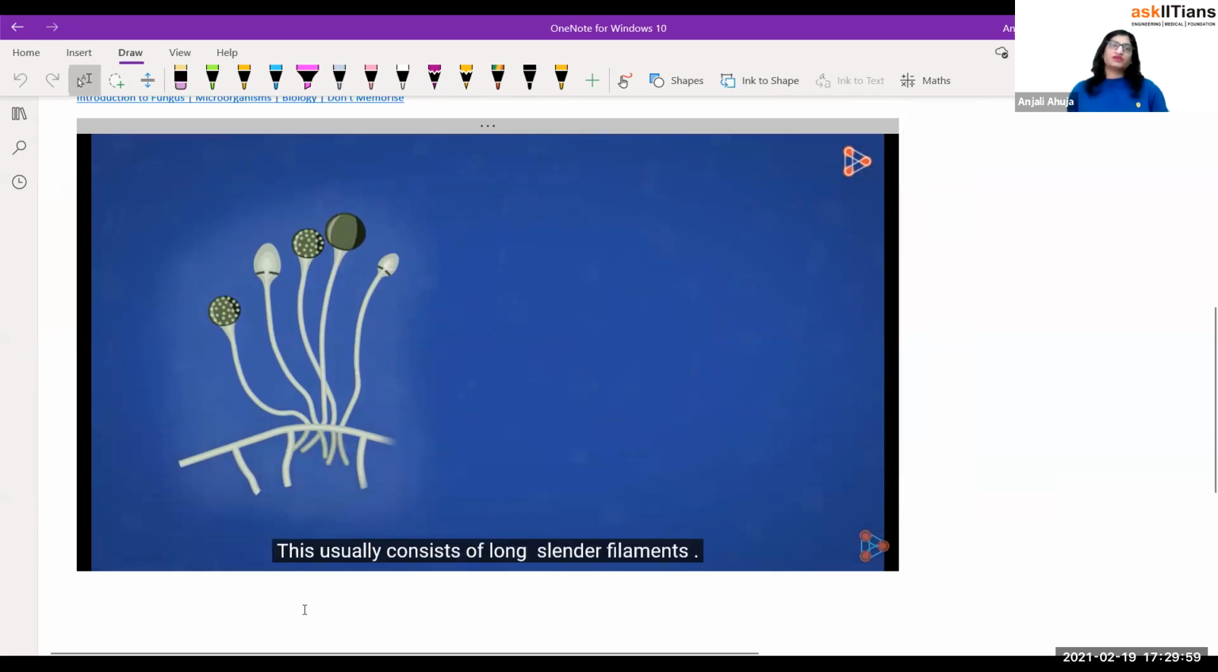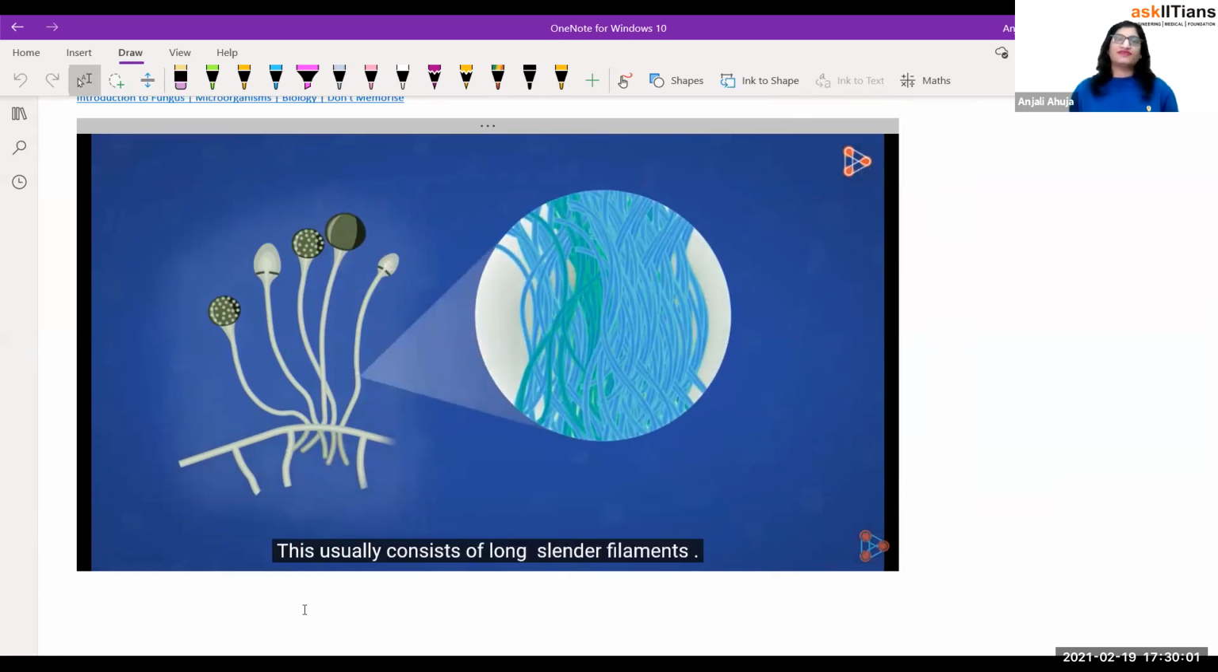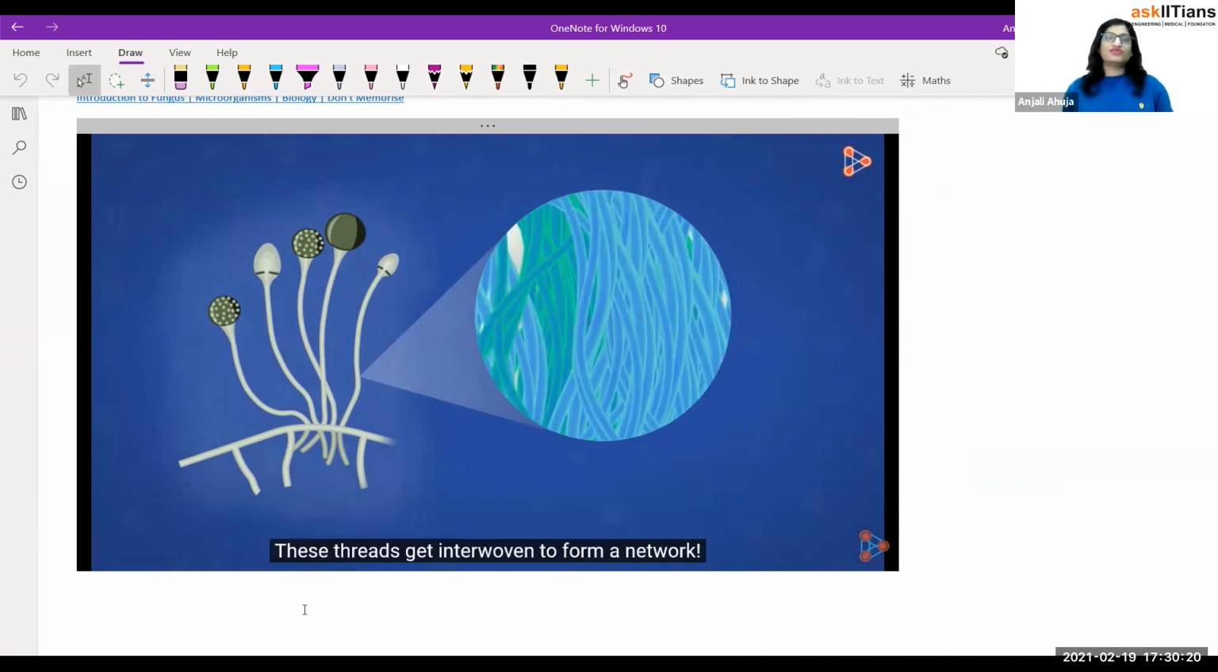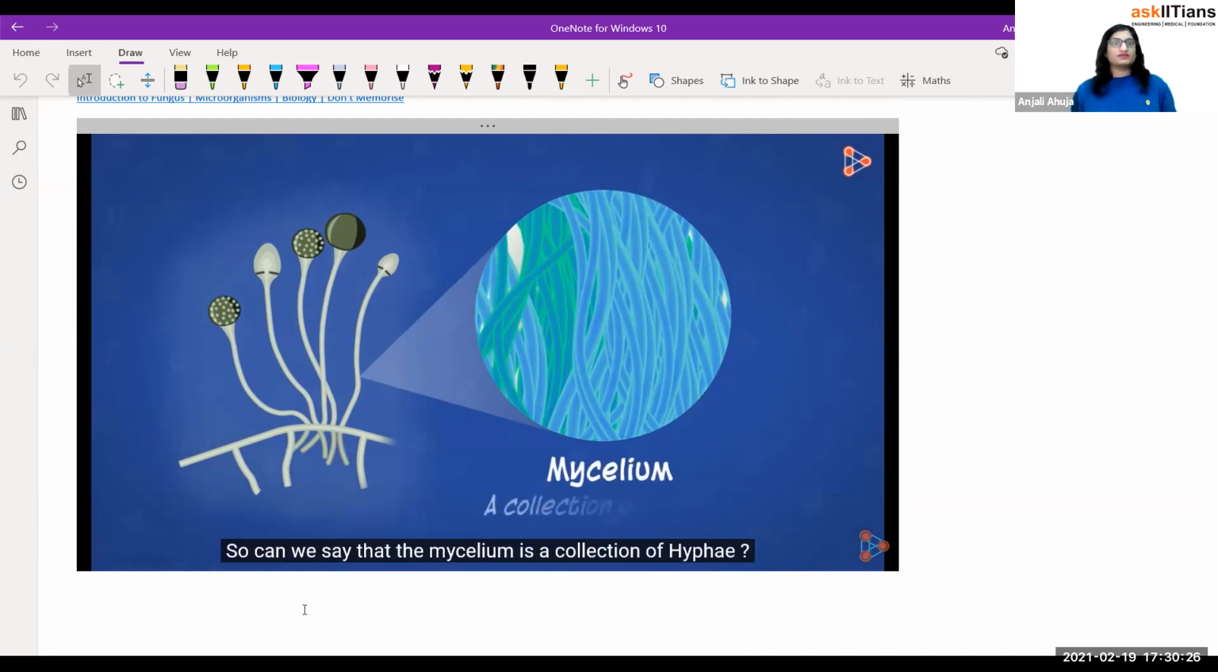Now moving to the stalk part. This usually consists of long, slender filaments, thread-like structure. These filaments are the cells that make up the entire fungal body. They form a dense network together. So these filaments are called hyphae. I've told you this already. Singular is hypha, plural is hyphae. The threads get interwoven to form a network. This structure is what we call the mycelium, which is just mat-like because of all the thread-like structure. Mycelium is a collection of hyphae.